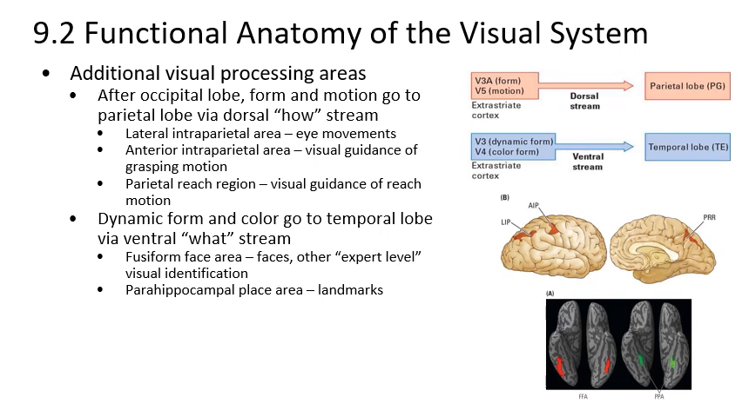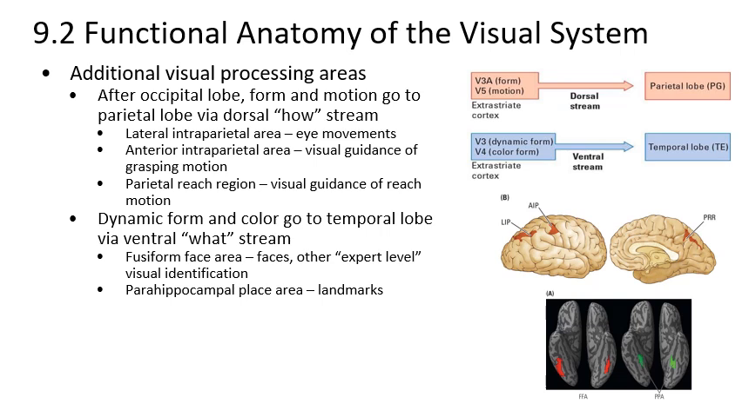There are additional visual processing areas, of course, outside of the occipital lobe. This is the dorsal and the ventral streams, and there are specific regions within those streams that we do know about their functions. So there's the lateral intraparietal area in the dorsal stream that's responsible for eye movements, or is involved at least in eye movements. The anterior intraparietal area is involved in the visual guidance of a grasping motion, if you're going to grasp a pencil to pick it up. And the parietal reach region, true to its name, is responsible for the visual guidance of a reaching motion. So if you reach out and grasp something, you're using both of those latter two areas of the brain.